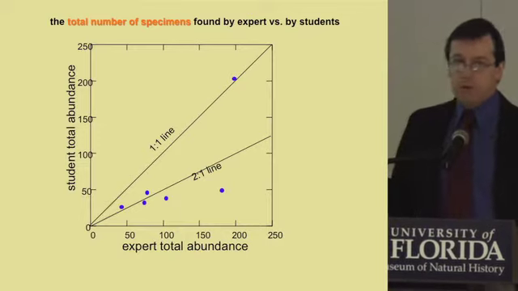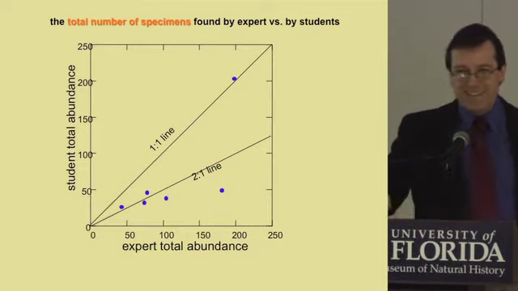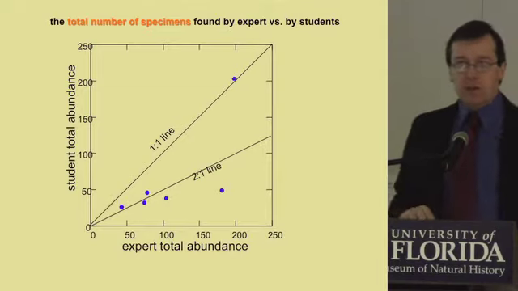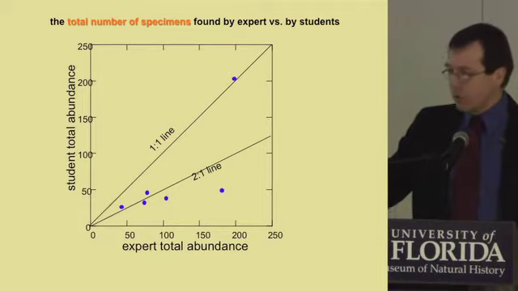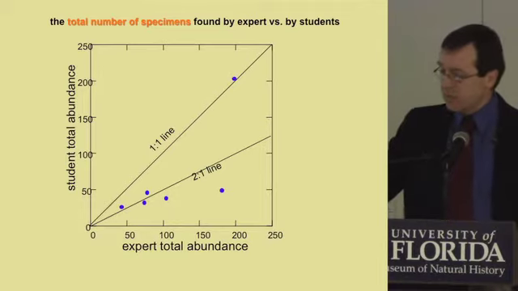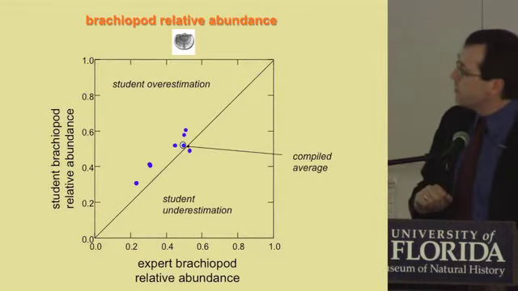And she looked at how many specimens she found, and how many specimens the students found. And she found that she noticed about twice as many specimens, and they tend to be the smaller specimens, it would appear, that the students are missing.